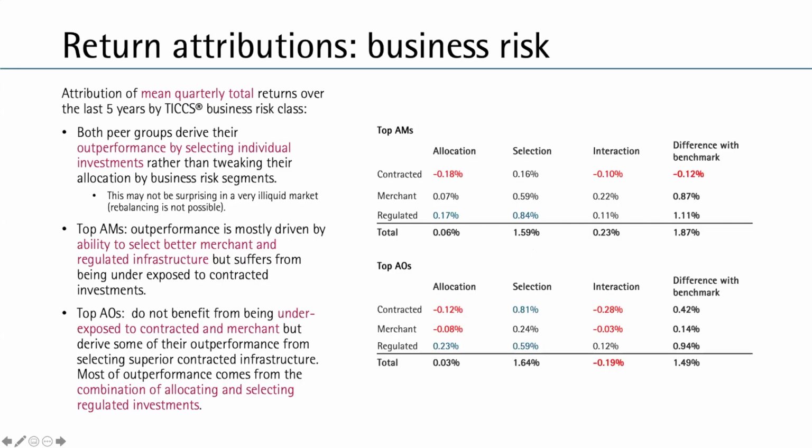Within the asset managers portfolio, we notice that most of the outperformance is driven by the selection of merchant and regulated companies, and that's the bulk of the effect concentrated here. And their underexposure to the contracted business model leads to a negative almost 20 basis points of drag on the outperformance.